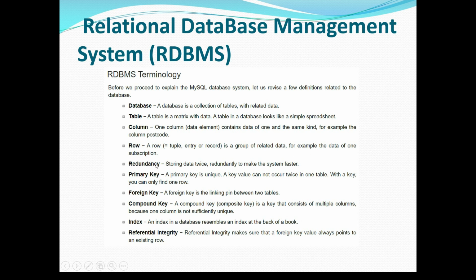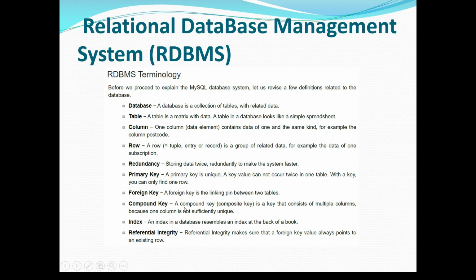So what is redundancy? Storing data twice. Okay, redundancy to make the system faster. What is a primary key? A primary key is a unique key. A value cannot occur twice in a table. With a key you can only find one row, so a key that uniquely identifies a row in the table is called a primary key. What is a foreign key? A foreign key is the linking pin between two tables. We will see it later.